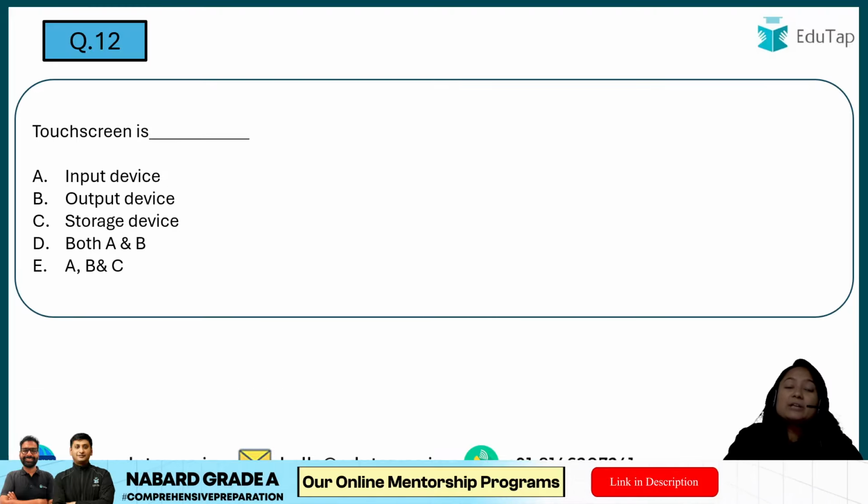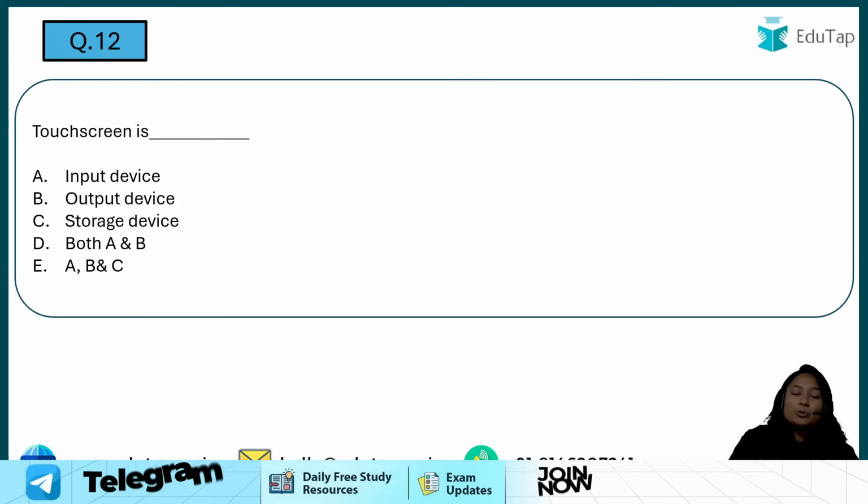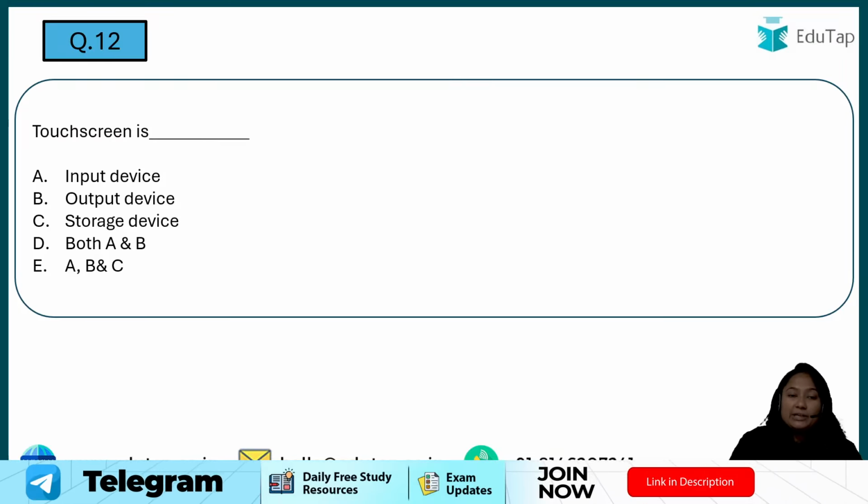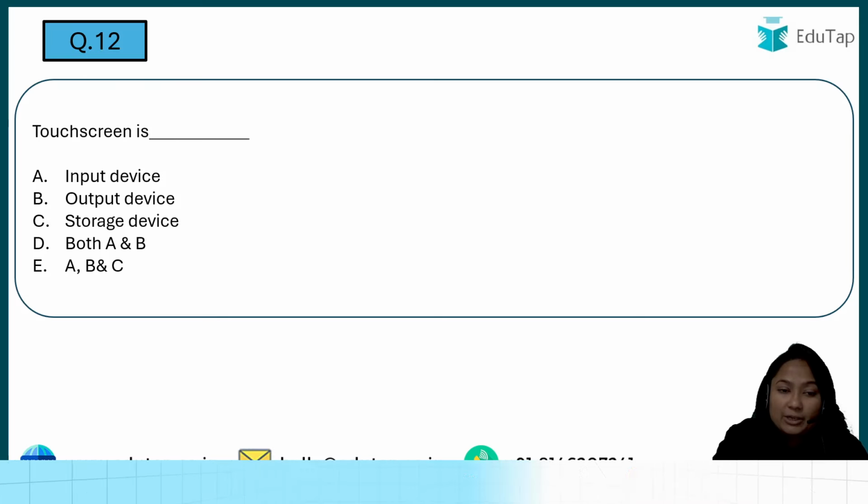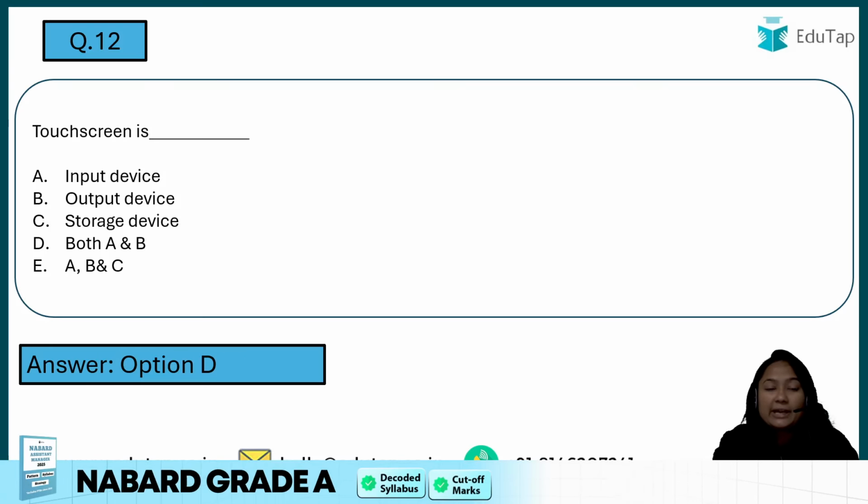All right, touch screen is what? Input device, output device, storage device, both A and B, and A, B, and C. So you can take your time, you can think very well, you can pause the video, think about the touch screen. In the meanwhile, the correct answer here would be option D, that is both A and B.